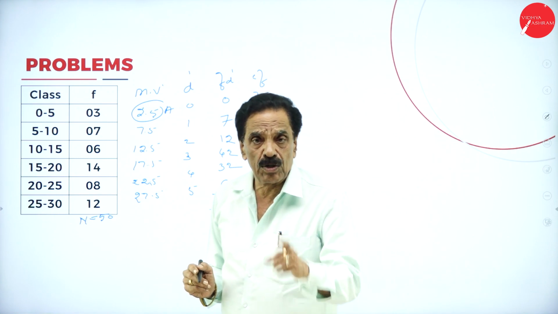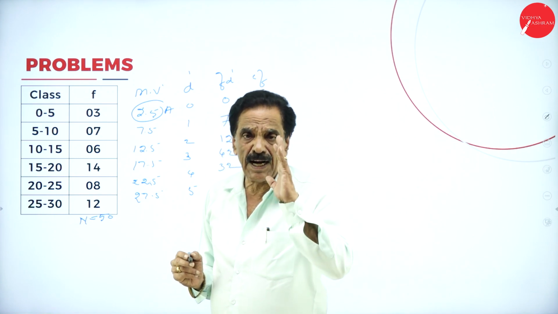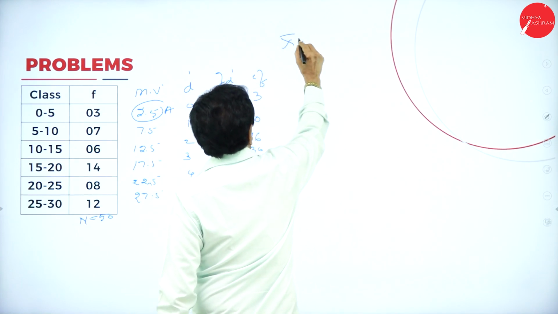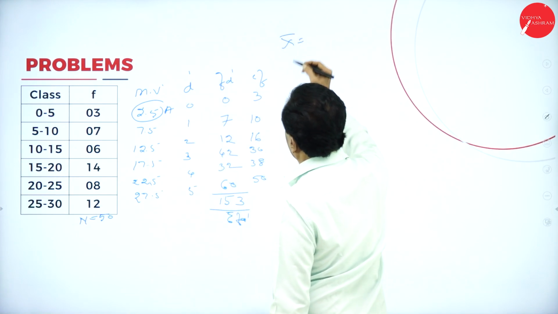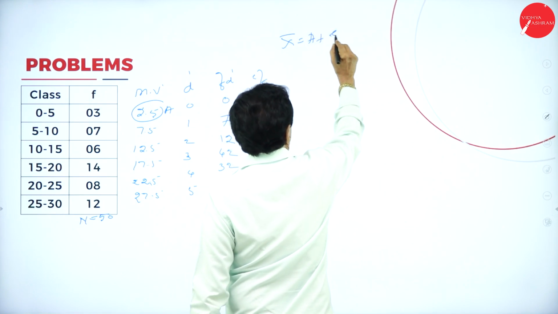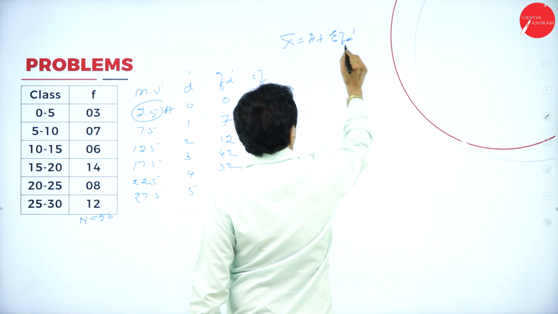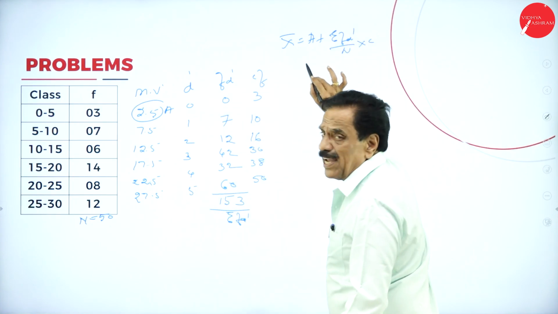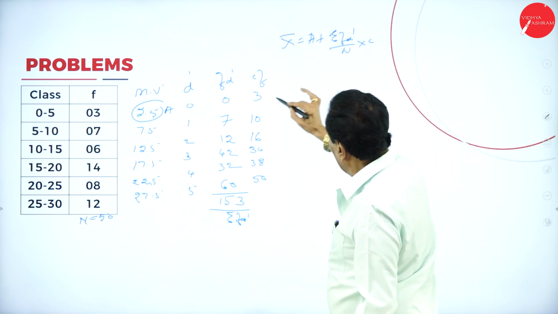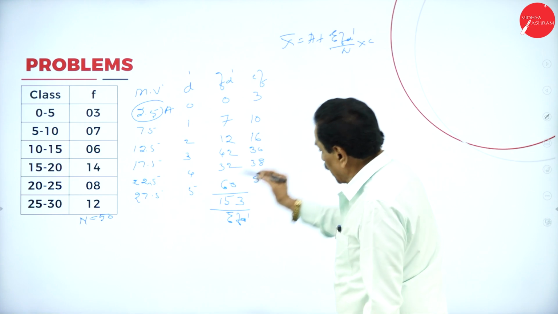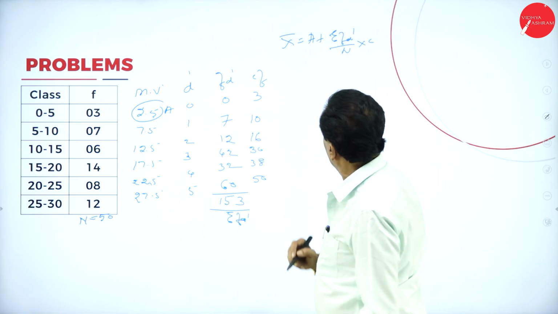Now we have to find the mean, median and mode. First we'll go with the mean. This is called x mean, or mean of x. Mean is equal to A plus or minus sigma ft dash divided by n into c. Where A is the assumed mean, ft dash is f into d cumulative, n is the total number of frequency, and c is the class interval.